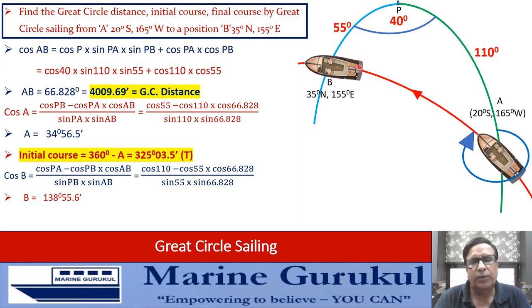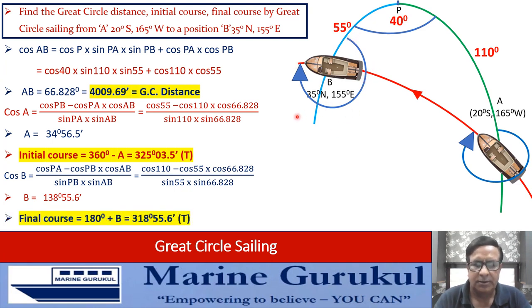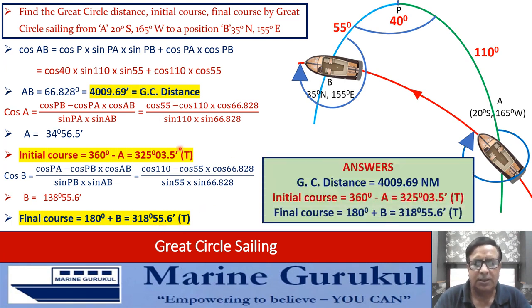Now in the diagram we mark off the final course clockwise from true north at B. I'm sure we'll agree this will be the final course. Now obviously this final course, the arc from here to here, is 180. So this shall be 180 plus angle B. So we get final course as 180 plus angle B, that is 318 degrees 55.6 minutes true. We summarize our answers: GC distance, initial course and final course.